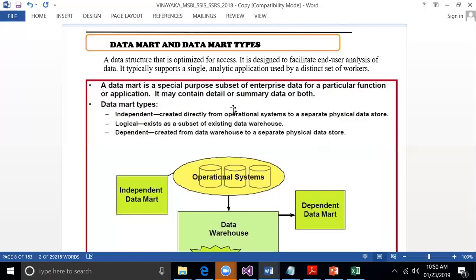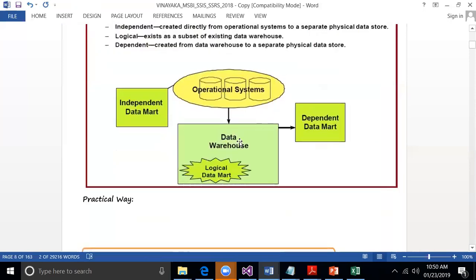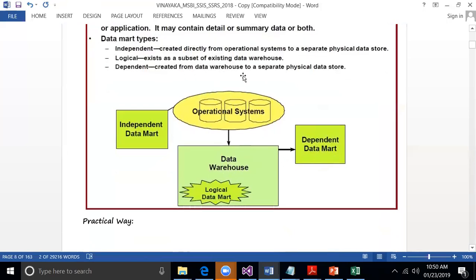Data mart is a special purpose subset of enterprise data for a particular operation. If this is your warehouse, and from there you construct a data mart, that is a dependent data mart, created from the warehouse. Whereas these are operational systems, that means day-to-day systems, OLTP systems. From there you create a data mart, that is an independent data mart. What is logical you can't understand now, later I will tell you.